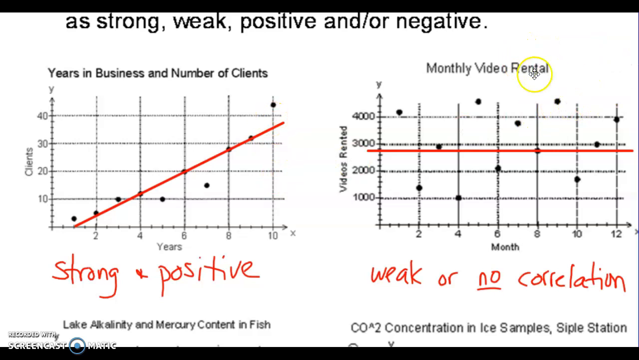Looking at my second example, monthly video rental. So we saw these graphs yesterday. The points, you can see that they're all random, and so there really isn't a pattern. If I were to draw a line, there is no line. There's no sloping upwards or sloping downwards. The points are just random, so I can't connect. So that means that there is no correlation. You could also say it's weak or very weak correlation.